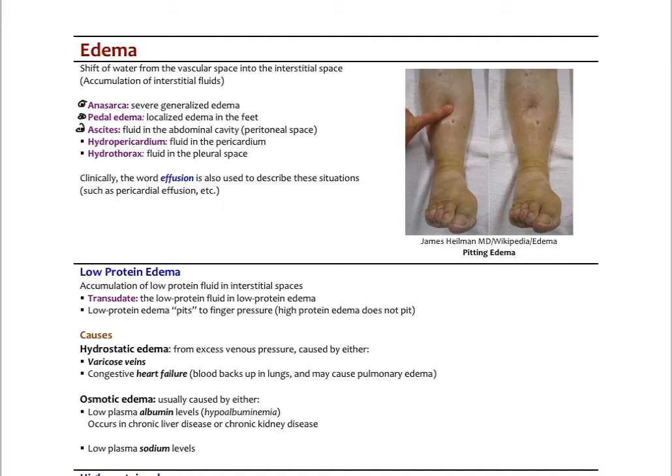Ascites, we've already discussed, is fluid in the abdominal cavity, in the peritoneal space, typically related to things like liver cirrhosis. Hydropericardium would be fluid in the pericardial cavity, in the pericardial space, and then hydrothorax would be fluid in the pleural space. Clinically, the word effusion is used to describe these different situations, so like pericardial effusion, pleural effusion, and whatnot. So edema and effusion are kind of interchangeable that way.